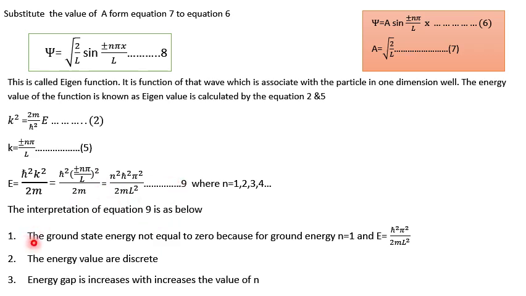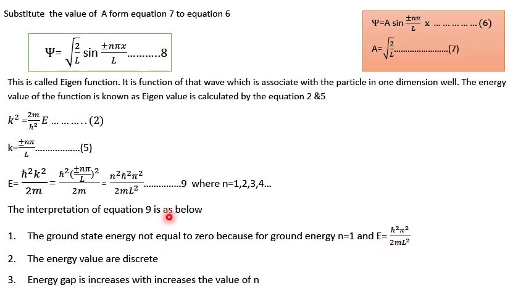So from equation number 9, the first interpretation is that we are not getting the ground state at n equal to 0, because the ground state starts with n equal to 1. It never starts with n equal to 0, because when we substitute n equal to 0, the energy becomes 0, and if energy is 0, it means that the particle doesn't exist there. So our ground state starts with n equal to 1, and its energy is h cut square pi square upon 2m l square.